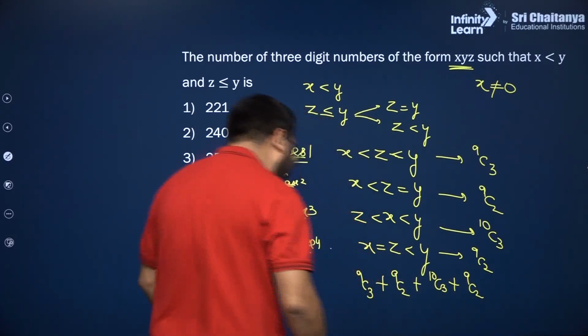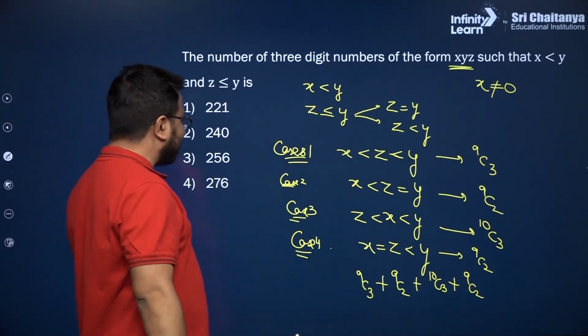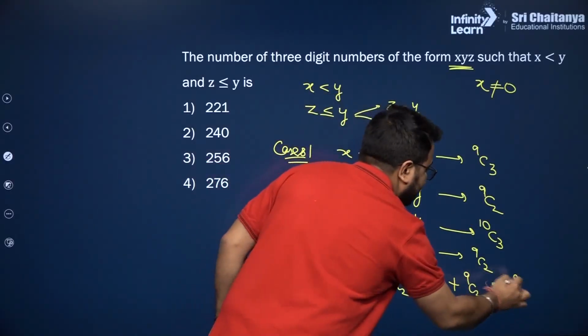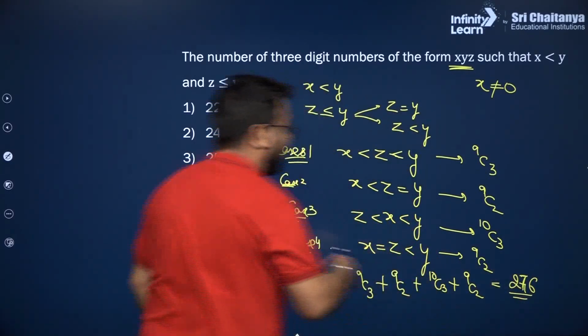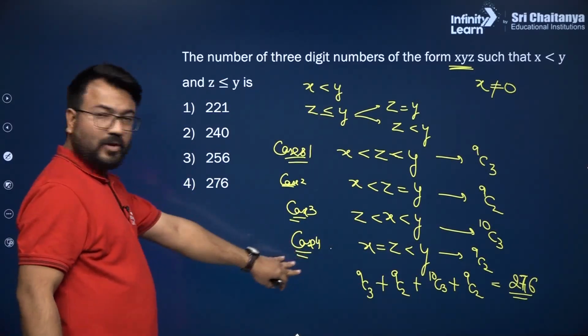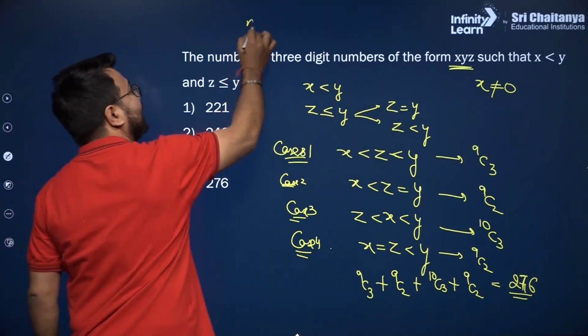So basically 9C2 is written 2 times, and I apply the algorithm. Finally we will be able to get the answer as 276. So 276 is the answer after solving all these. And we can also apply one formula. If you remember one formula, let me help you with that.